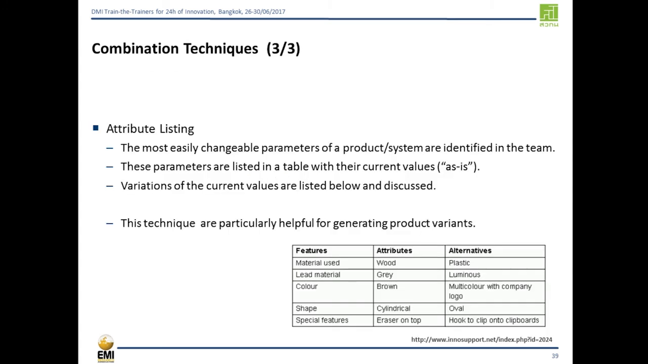Okay. And then we have combination techniques. Attribute listing. The most easily changeable parameters of a product system are identified in the team. These parameters are listed in a table with their current values as they are, and variations of the current values are listed below and discussed. And this is particularly helpful for generating product variants.